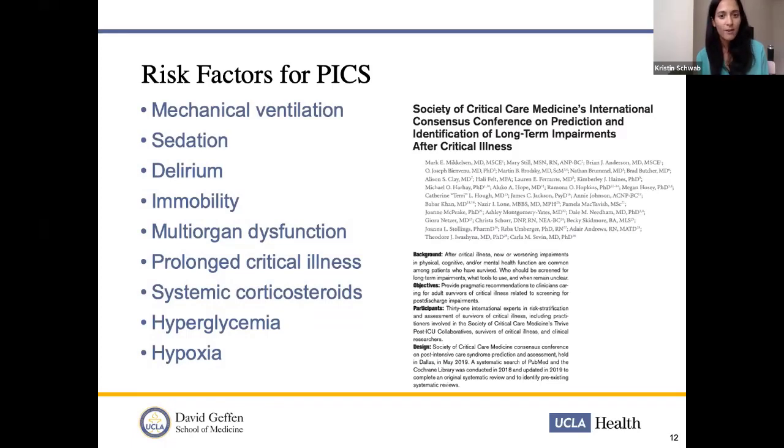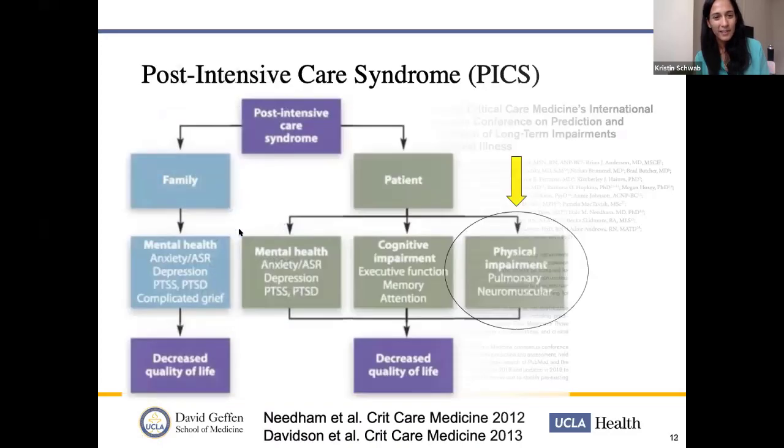Also the fact that steroids, which is one of our treatments for COVID patients, is a risk factor, I think is particularly striking. And I put this reference on the right, which is actually hot off the press from this month in Critical Care Medicine, as consensus guidelines on ways in the ICU that we can predict and identify patients who may be at particularly high risk. And so something to delve into for those who are interested in this after the talk.